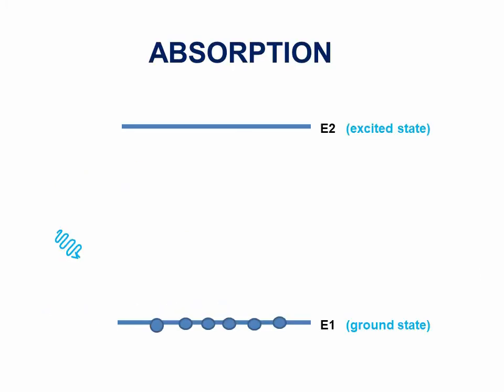Let us see what absorption is. Absorption is the process in which the electron in E1 absorbs the external energy and transits to E2. Here E1 is the ground state and E2 is the excited state. That process is called absorption.